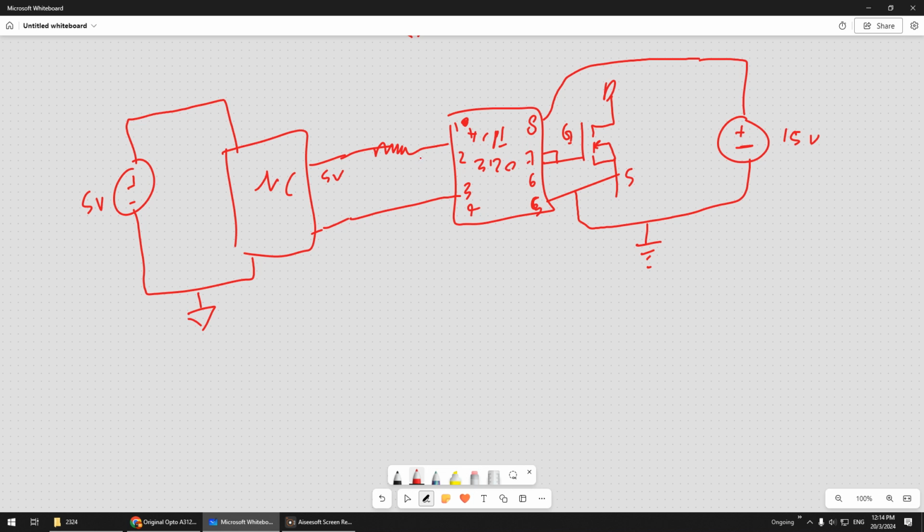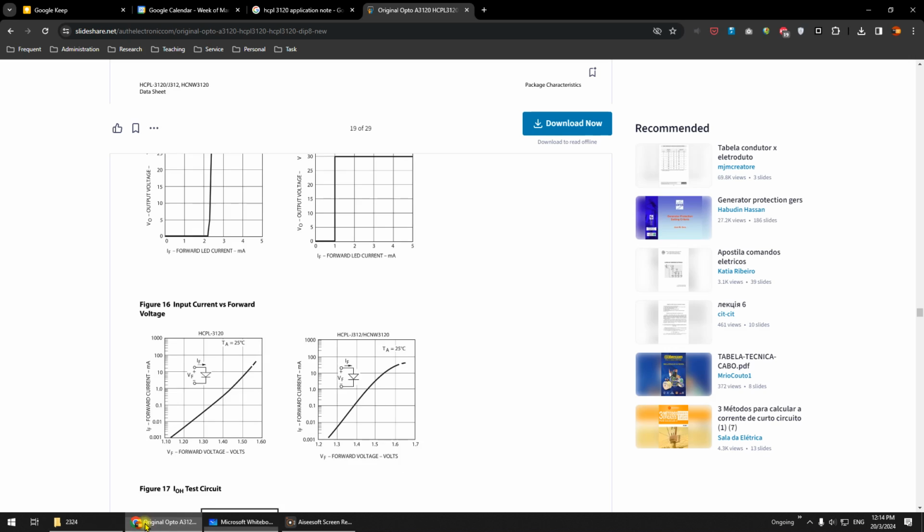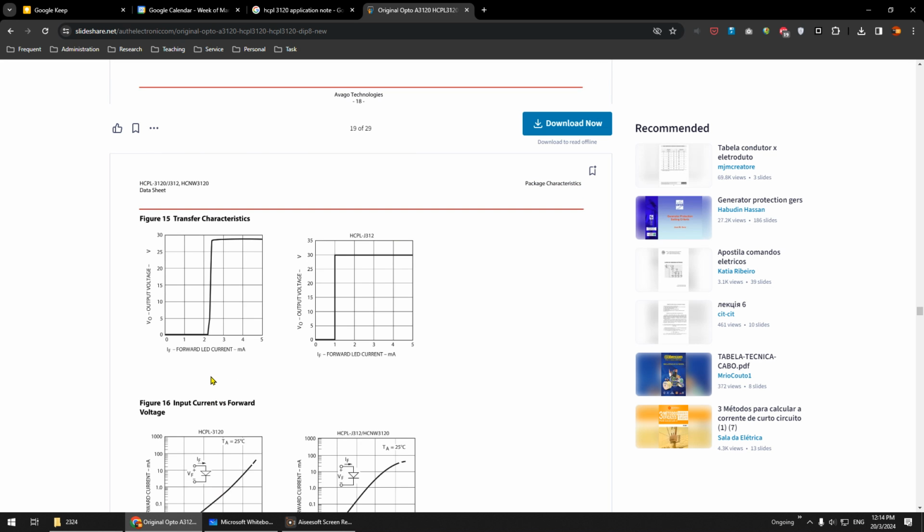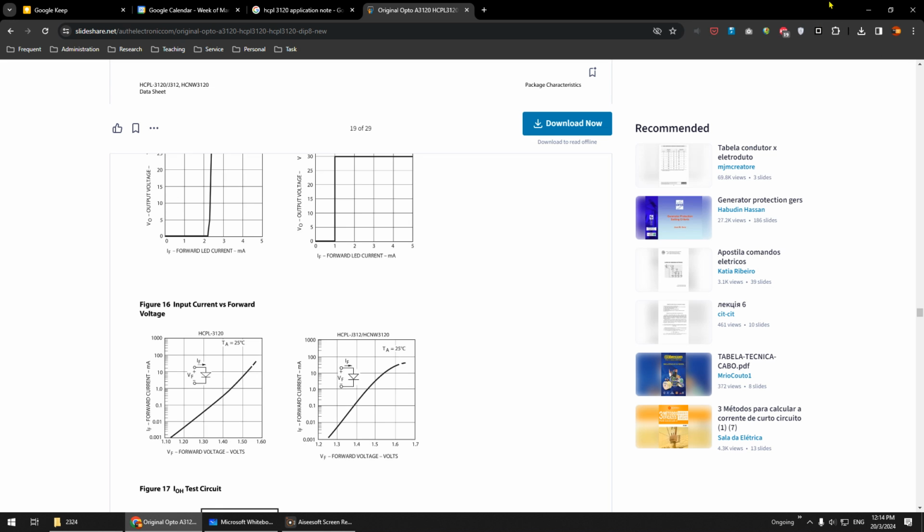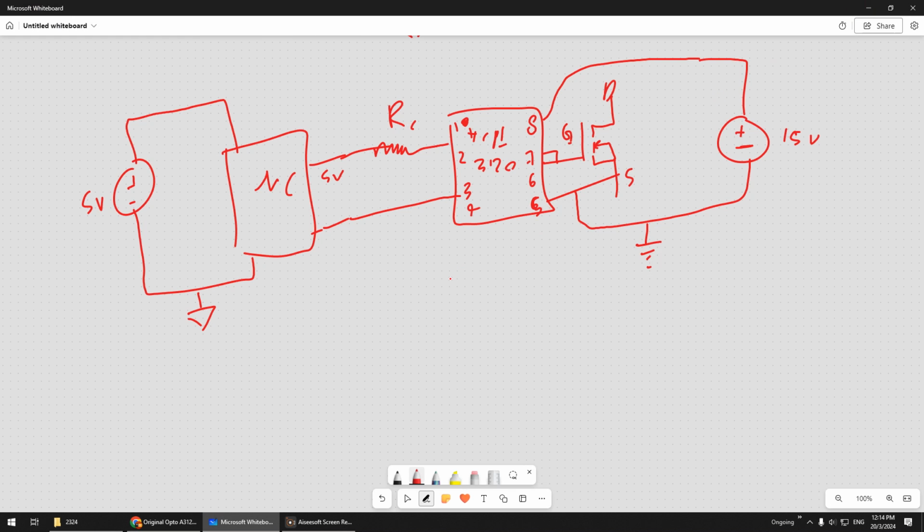Okay, the problem is here, I forget the name, RC. For this case you have to check the data sheet. So you can Google the data sheet for this one. You have to look at the forward current and the turn on current. Normally this usually changes a little bit depending on the company, but usually it's the same.